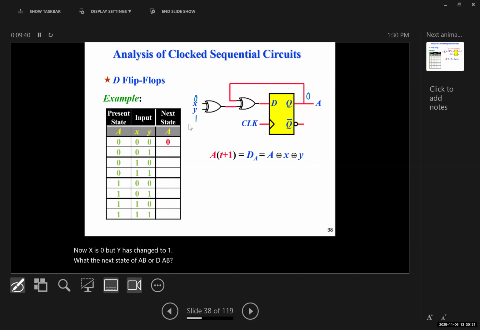Tyler, what was it? 1? Yes, correct, it's 1. So 0 and 1 gives us 1 here, and again 0 and 1 gives us 1. So it's going to be 1. Now imagine if A is 0, now X is 1 and Y is 0. Again, what happens? It's going to be another 1. Now, if the present state is 0, X is 1 and Y is 1, it's going to be 0. So this is going to be 0, and 0 gives us 0.